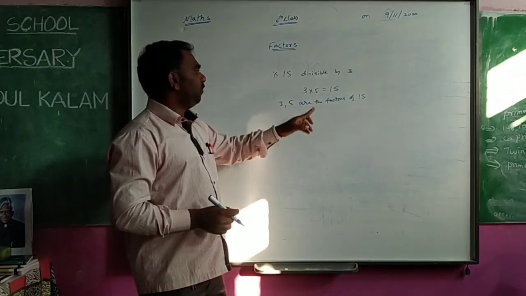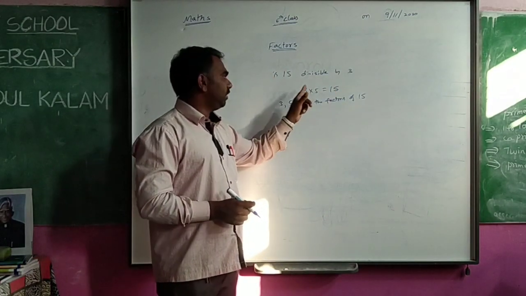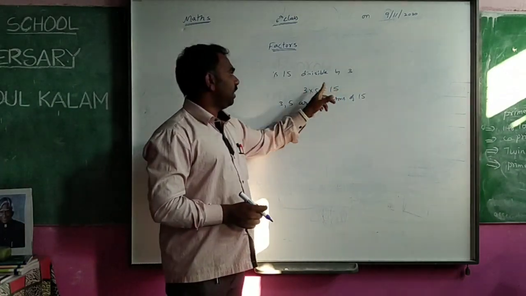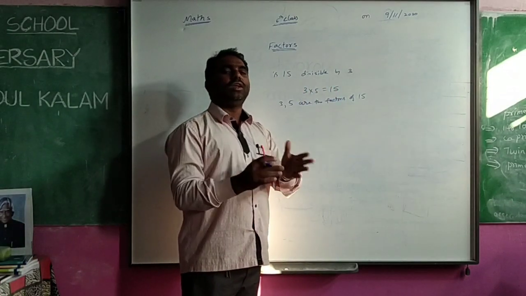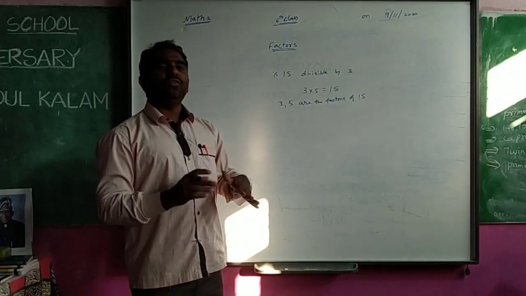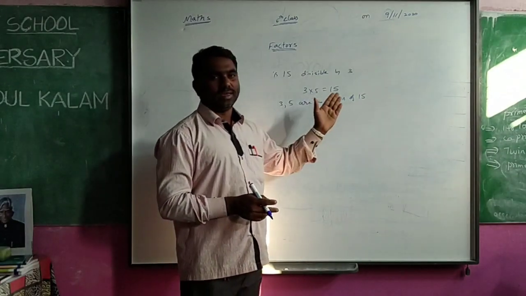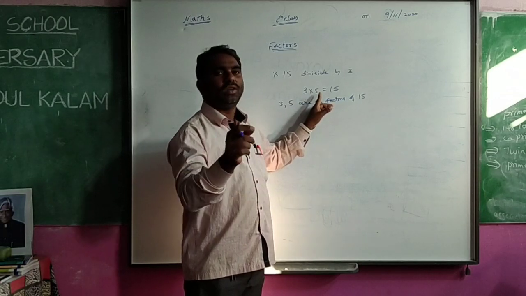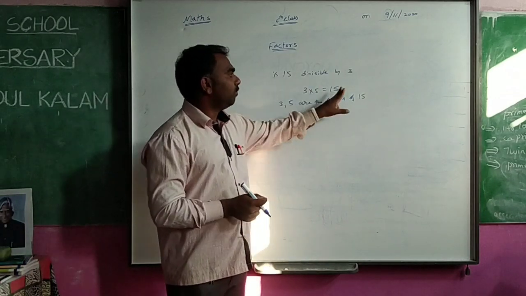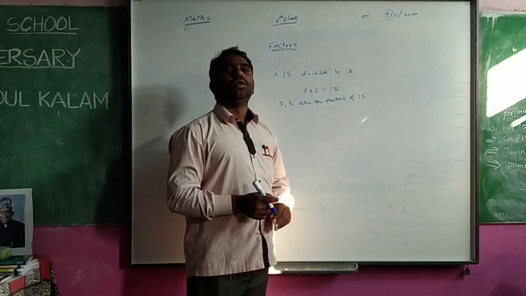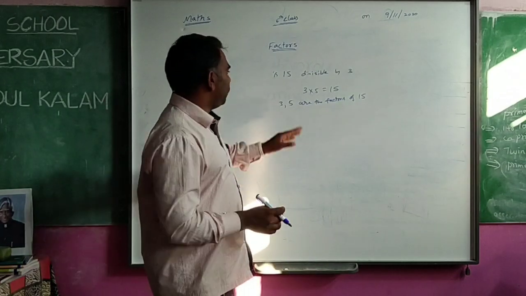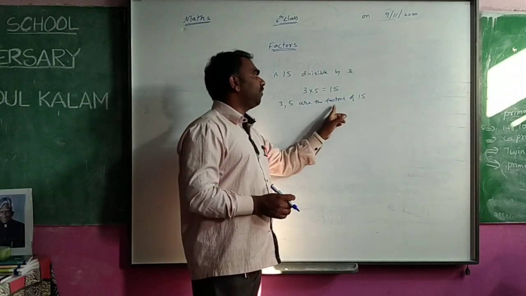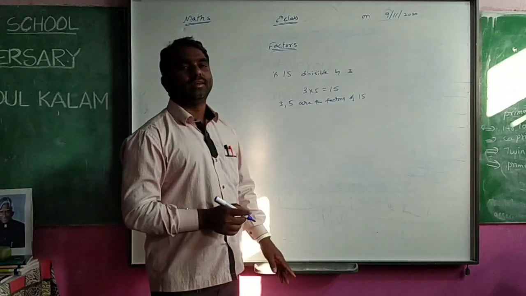Simple. The number 15 will come in the 3 table, and 15 will come in the 5 table. It means 15 is divisible by 3 and 15 is divisible by 5. So 15 is coming in the 3 table and the 5 table, which means 15 is divisible by 3 also, and divisible by 5 also. So we will say that 3 and 5 are the factors of 15.